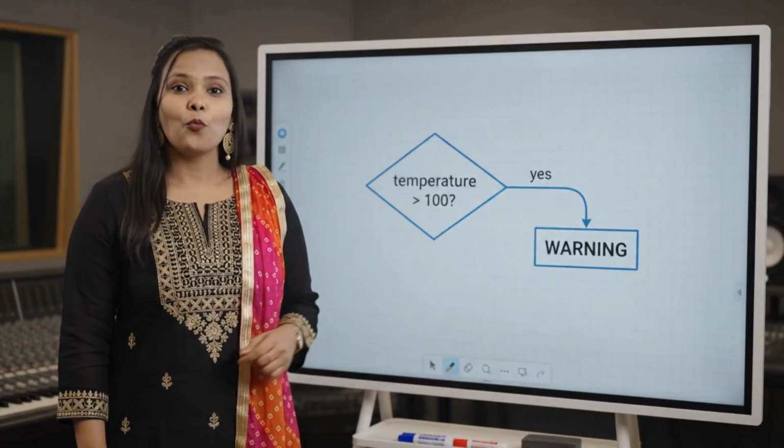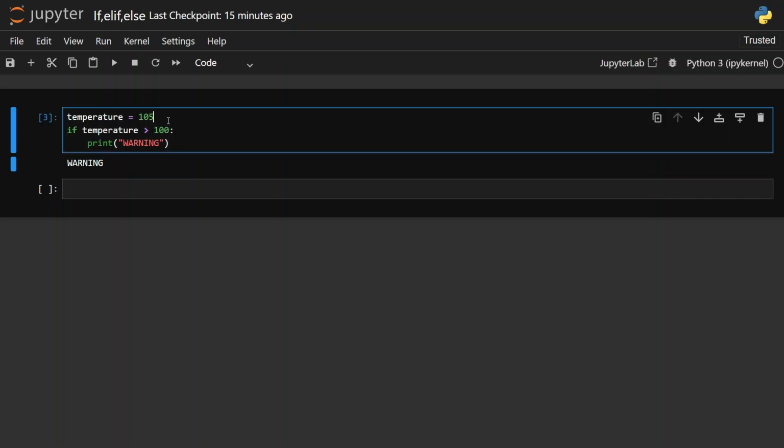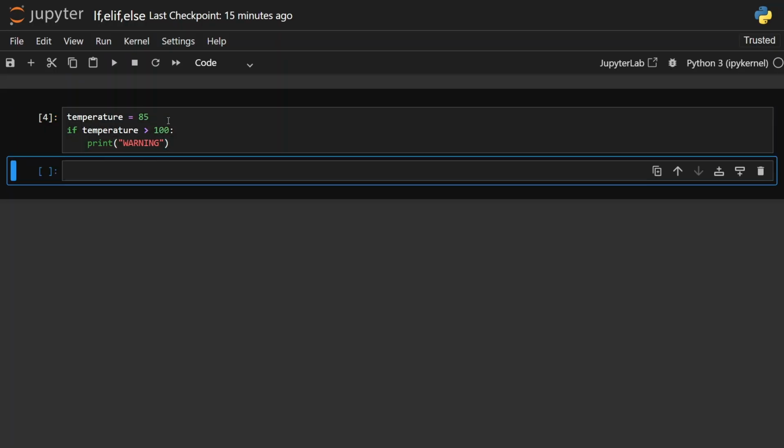If yes, warning prints. Let's change temperature to 85 and run the exact same code again. This time, 85 is not greater than 100, so the condition is false and the indented line never runs. Nothing prints. That's the if statement working correctly in both directions.